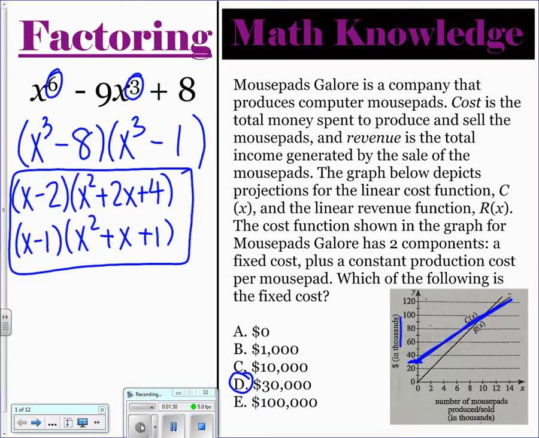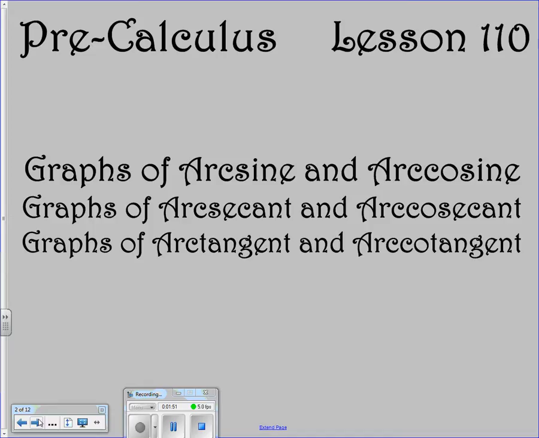For the constant production cost per mouse pad, that would be maybe the supplies that you need to actually make the mouse pads, such as the ink or the materials or something like that. But whenever you have a business, you've got some things that are fixed costs and then some that are a variable cost.